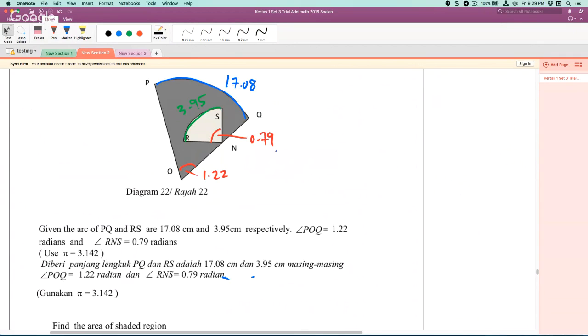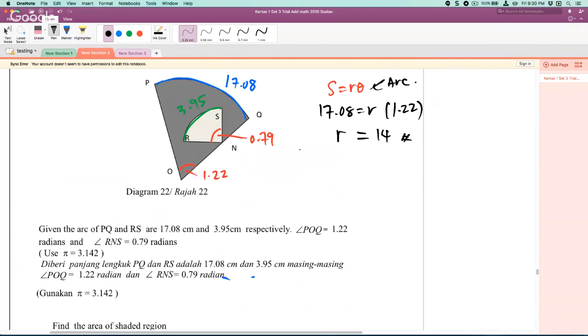We need to find the shaded region. In order to do that, we need to find R first. So s equals r theta. You should know about this formula. It is the formula for arc length, just in case some students are very blur here. My s is 17.08, my r is unknown, my theta is 1.22. 17.08 divided by 1.22, so R is 14.